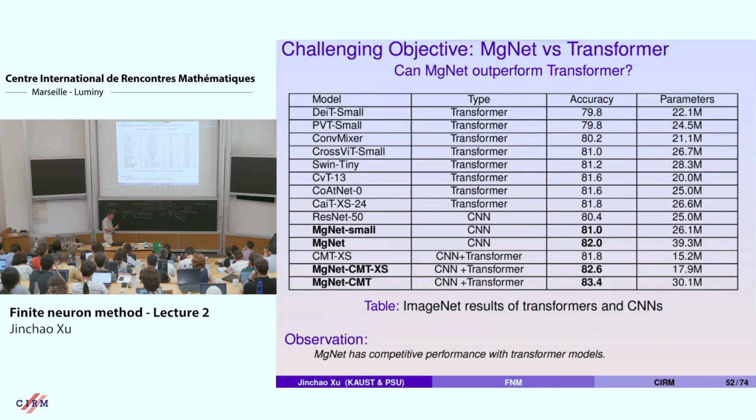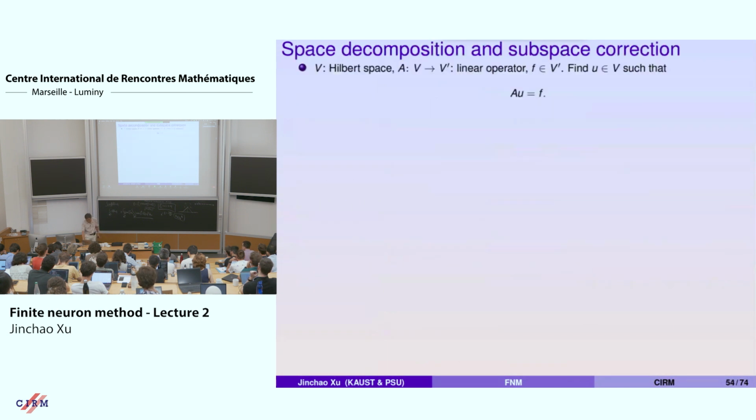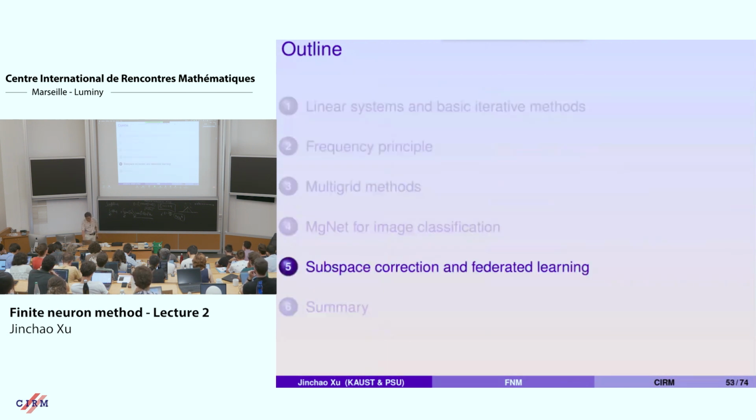For image classification, transformer is not necessarily better than CNN. I don't know, maybe somebody here knows better. Our method is very competitive with transformer. But for transformer, the main application is natural language processing. I think I also did something. Sorry, I didn't have these things here.